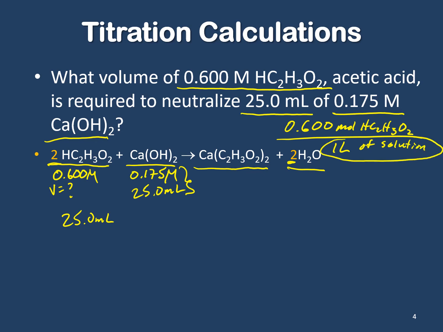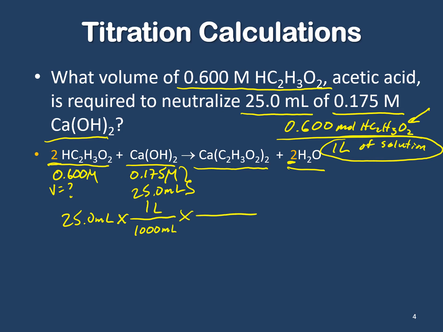Well, I want to solve for liters of solution. This means I need the moles of acetic acid. To get moles, I first need to figure out how many moles of calcium hydroxide I'm trying to neutralize. So I need to convert my 25 mL to liters, right? We know there are 1,000 milliliters in 1 liter.